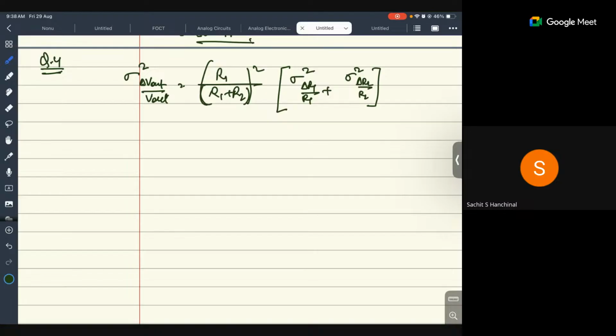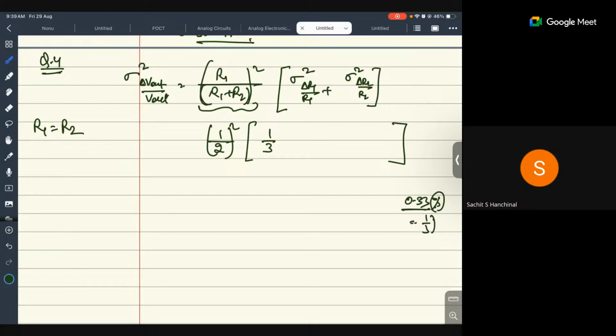Okay, R1 and R2 are not given, so because of that we can't calculate this. But if I say R1 is equal to R2, then that is 1 divided by 2 square. Now what is del R1 by R1? It is 0.33%. So we are taking 1 by 3, because we calculate all the values in percentage also. Variance is also calculated in percentage, so I am not removing the percentage. So 0.33 is 1 by 3%.